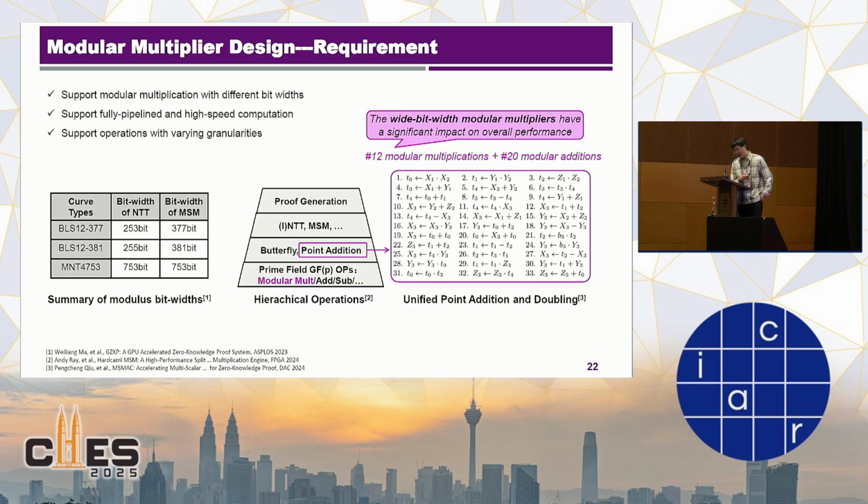We identify the requirements for the design of the modular multiplier for ZK-SNARK. The first observation is that the bit width of modulars for NTT and MSM under different curves is large and different. The second observation is that the modular multiplier is intensively used by the high-level operations. For example, the unified point addition needs 12 modular multiplications, which are the key optimization point.